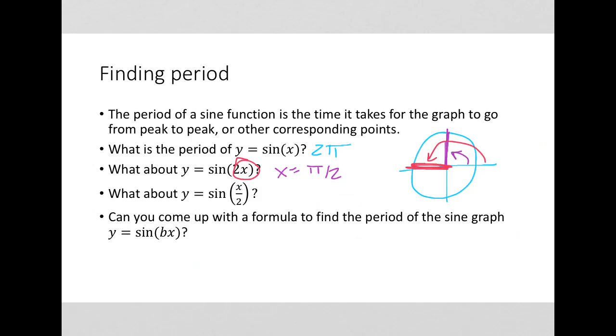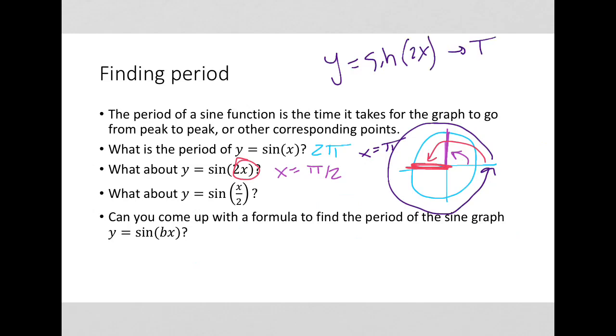But think about this. If I put in x equals pi, what do I get out? I get 2 pi. So by going to the value of pi, I actually go all the way around to where I'm going to start to repeat again. So the period of y equals sine of 2x, the period, which is denoted with a T, you can think of it as time. How long does it take to get back where you started? The period has to be half of what I started with. So instead of 2 pi, it's pi.